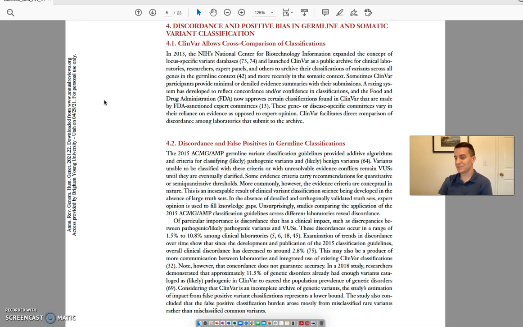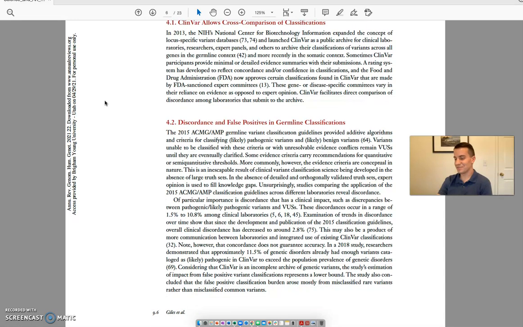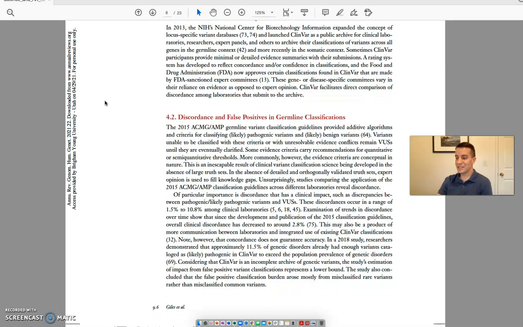Section 4.2. Discordance and false positives in germline classifications. The 2015 ACMG-AMP Germline Variant Classification Guidelines provided additive algorithms and criteria for classifying pathogenic or likely pathogenic variants and benign or likely benign variants. Variants unable to be classified with these criteria or with unresolvable evidence conflicts remain VUSs until they are eventually clarified.